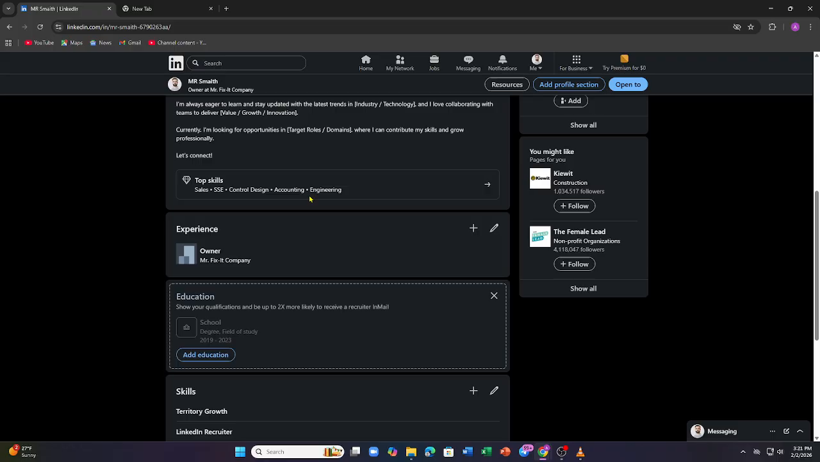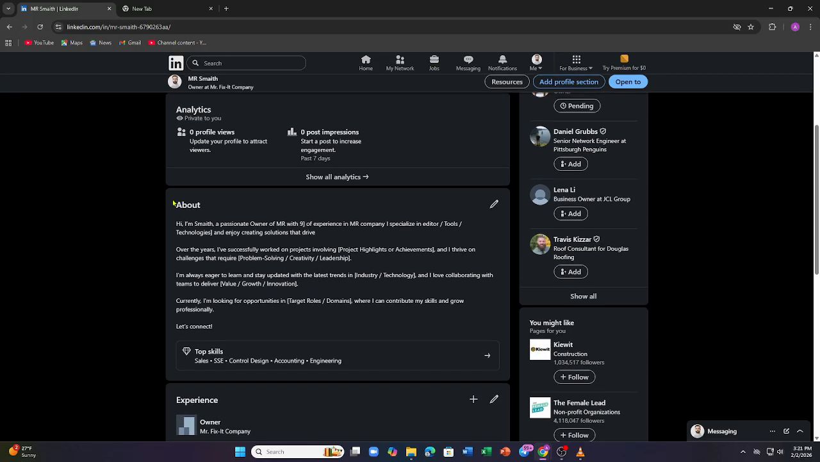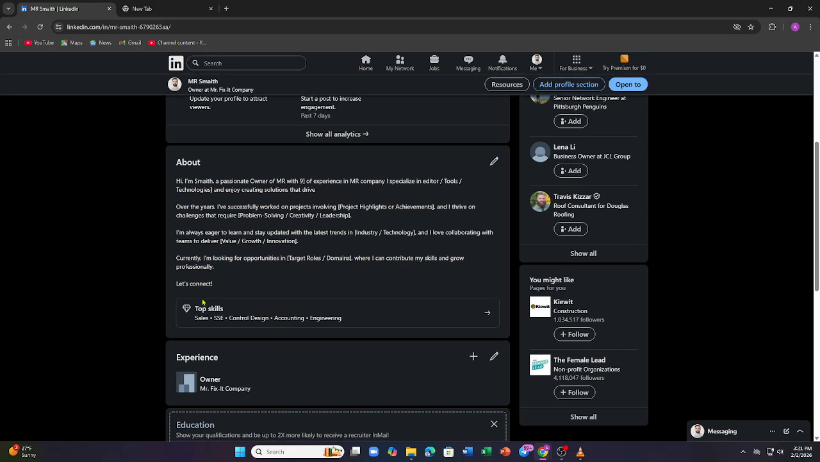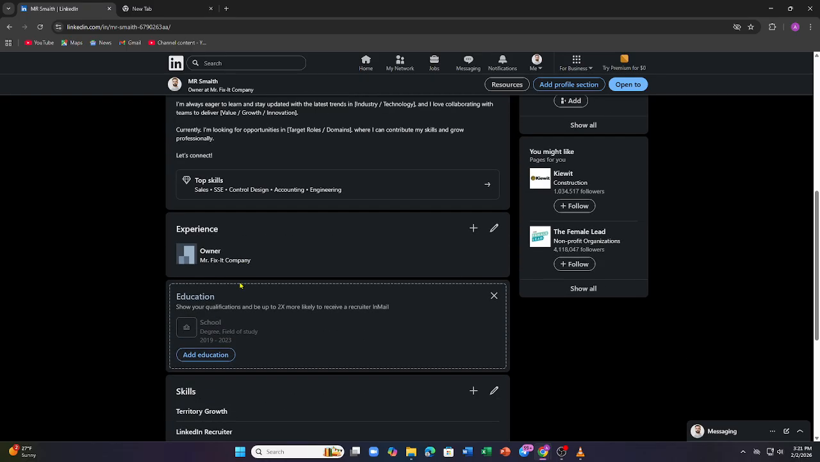Next, write a strong About section. Summarize your experience, skills, and achievements in 3 to 5 sentences. Include measurable results like "led a team of 5 engineers to deliver a web app that increased efficiency by 20%." This is common in US resumes and LinkedIn profiles.